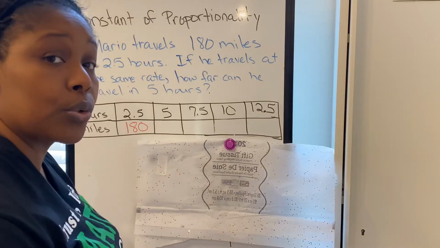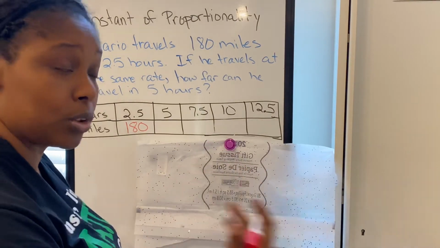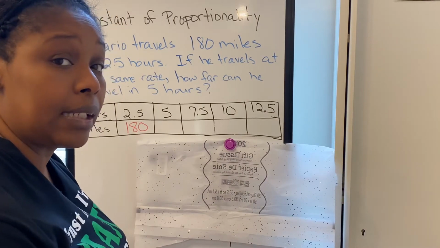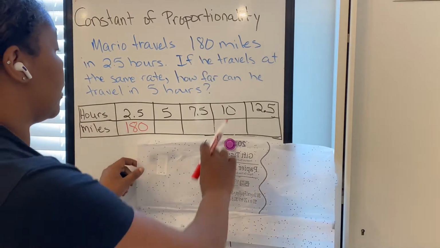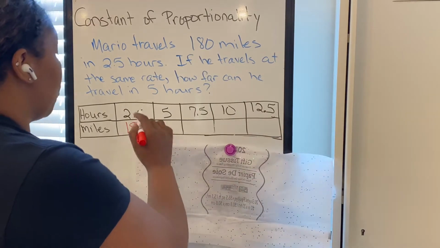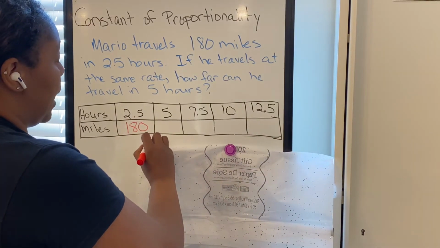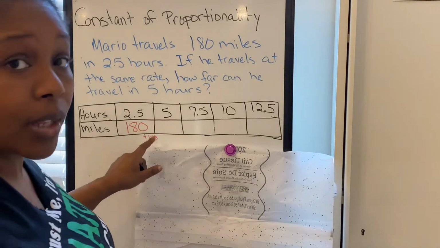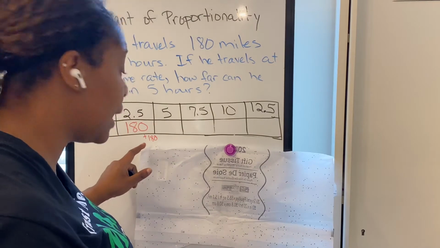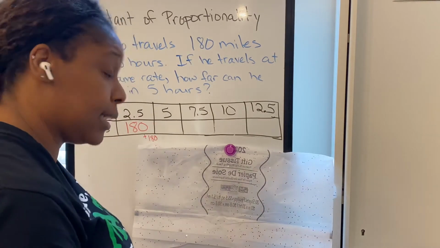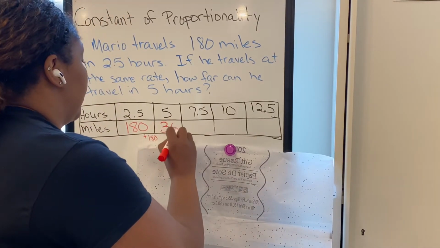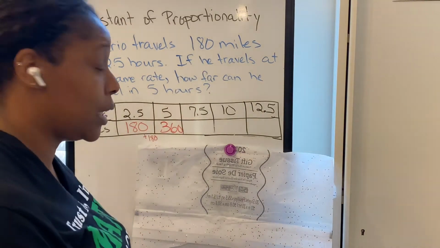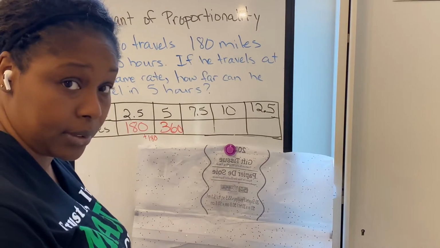Every time 2.5 hours pass, he's gone another 180. So all I'm going to do here is add 180. I don't know if you can see that. See that? I'm going to add 180 to this. So 180 plus 180 is going to give me 360. So for the first part, now I know for 5 hours, he drove 360 miles.